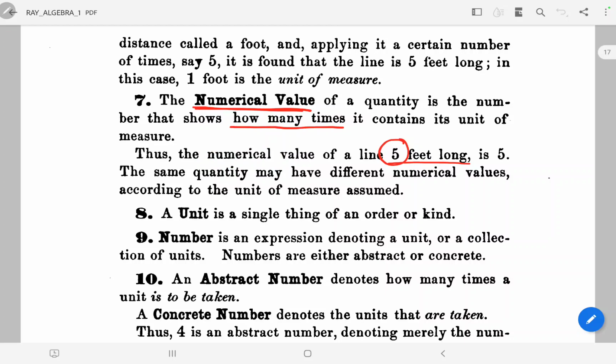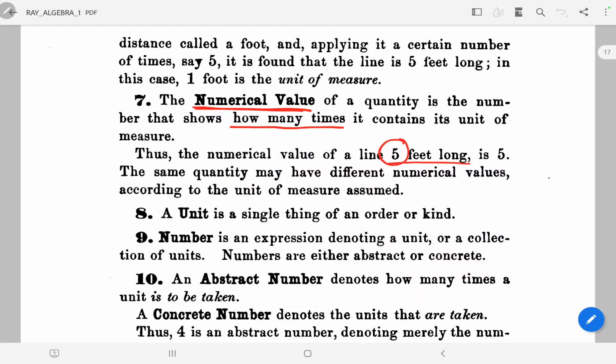Now, that same line, we read here, can have a number of different numerical values. How can that be? How can the same magnitude, the same quantity, have a number of different numerical values?